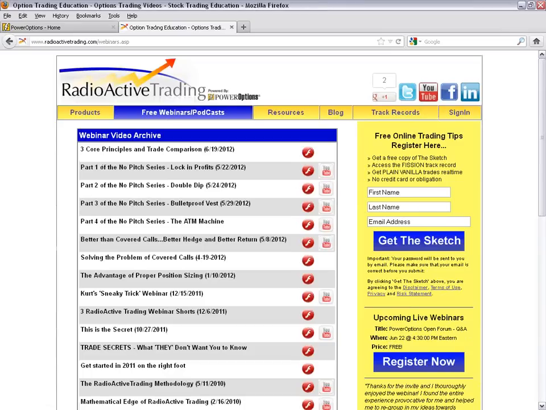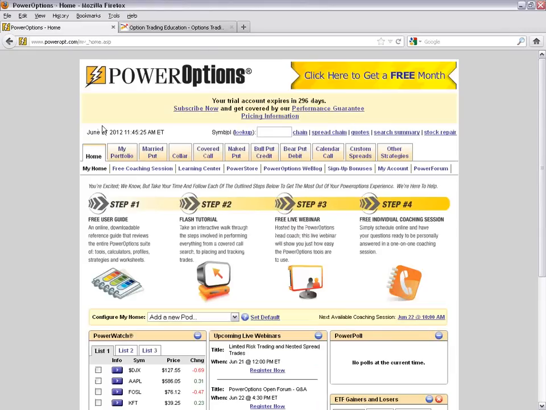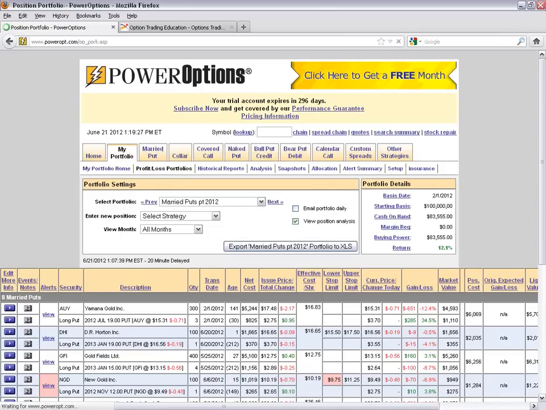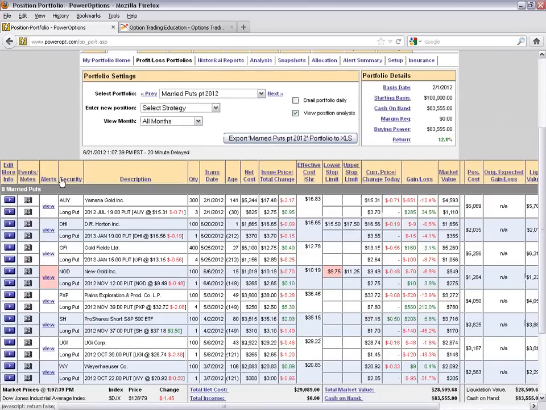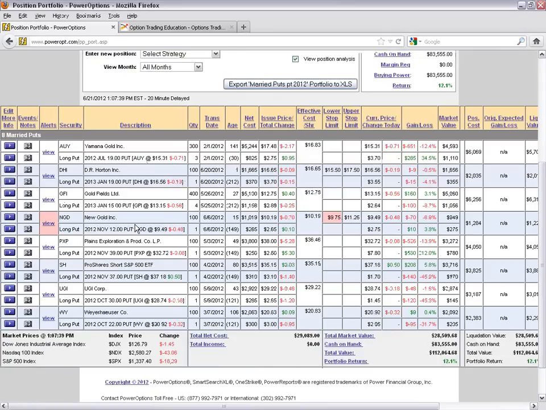Now, for those of you that are willing to stay for a couple more minutes, we're going to go over to Power Options. We're going to go into the My Portfolio tool and the Profit and Loss Portfolio. And this is our webinar account. These are mostly paper trades, although I am in 2 of these married put trades right now. Very similar setup, the Goldfields and the Humana Gold position. I'm actually in both of those in my personal account right now, and I do have a collar on Plains Exploration, but it's not this married put position.